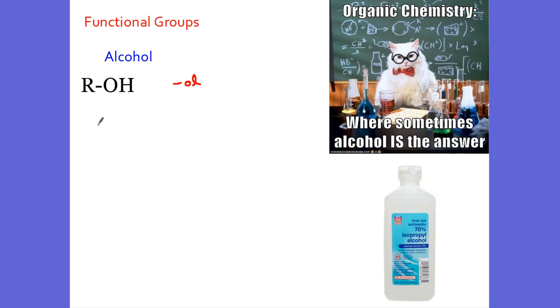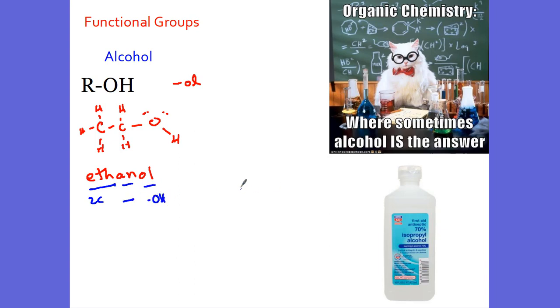Let me give you an example. Let's say we have something like this: CH3, CH2, OH. And remember that OH, what it really looks like in reality is an O with two unshared pairs, bent right there. Now, we have two carbons. What is two carbons? Two carbons is eth. It's all single bonds, so it's ethane, and it's got an alcohol, so it's OL right there. Ethanol. Eth means two carbons, ane means single bonds, OL means it's got OH off the end of it.